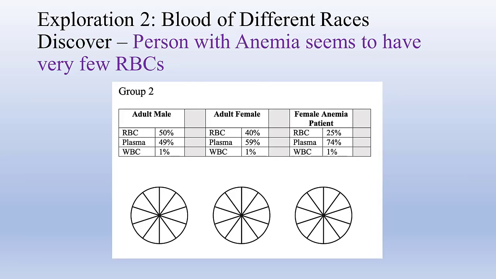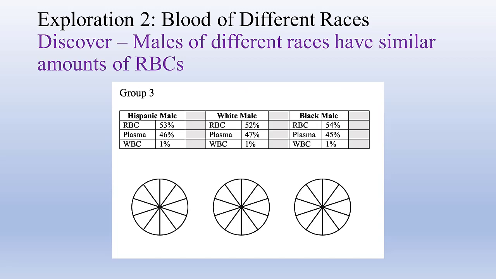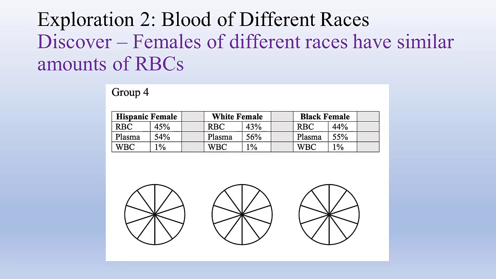Group 2 discovers a connection between red blood cell counts and anemia. Group 3 discovers Hispanic, black, and white males have similar amounts of red blood cells. Group 4 discovers Hispanic, black, and white females have similar amounts of red blood cells.